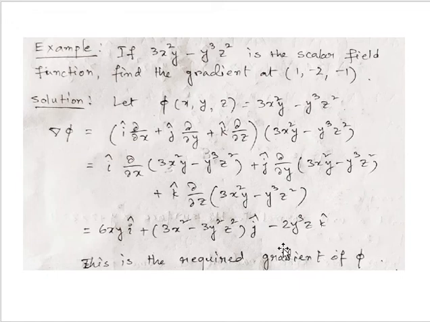Now look at this function. i, j, and k are multiplied with these functions. So, just to recall the previous lectures, this is nothing but a vector field. So this is the required gradient of this scalar field.